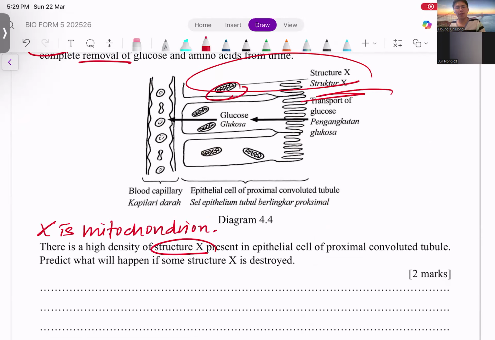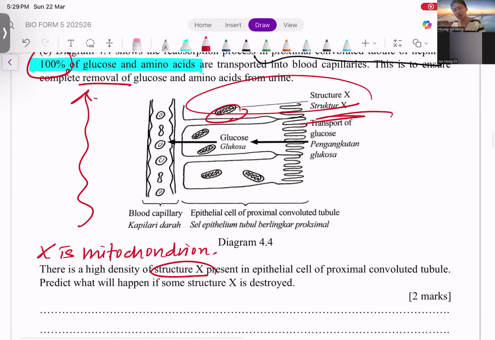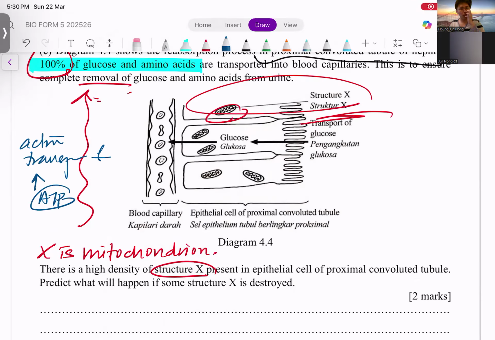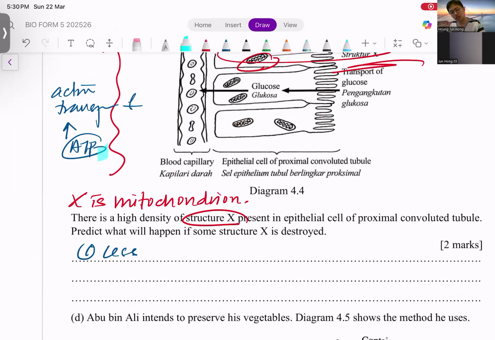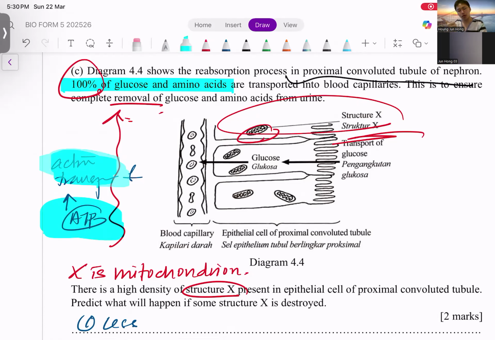So if you have a lot of mitochondria, why is that so? Think about that. Why do you think you need so many mitochondria? Well, it goes back to here. Remember, how do you achieve 100% removal? This is obviously active transport. And what do you need in active transport? You need energy, ATP. That's why we have so many mitochondria. So similarly, if you don't have so many mitochondria, what will happen? There will be less energy. Again, just follow this logic over here: ATP, active transport, remove glucose.